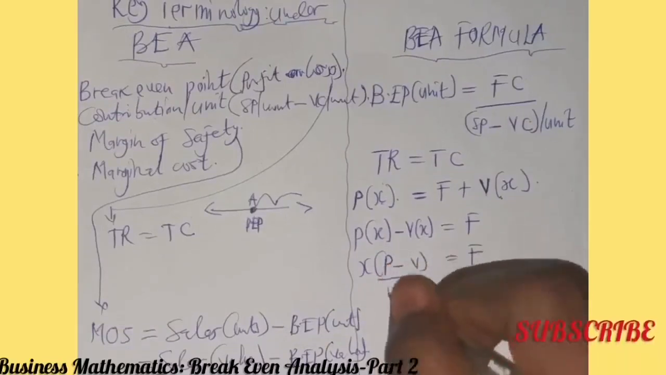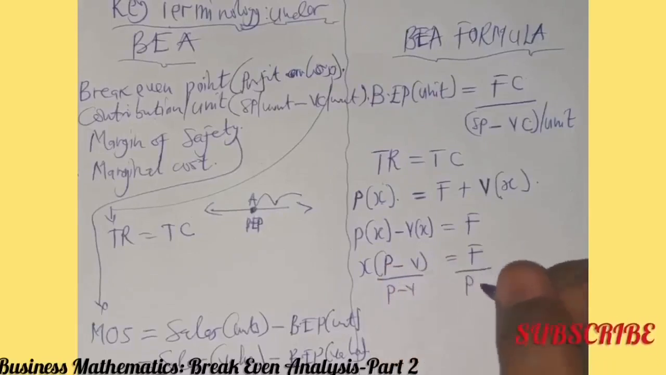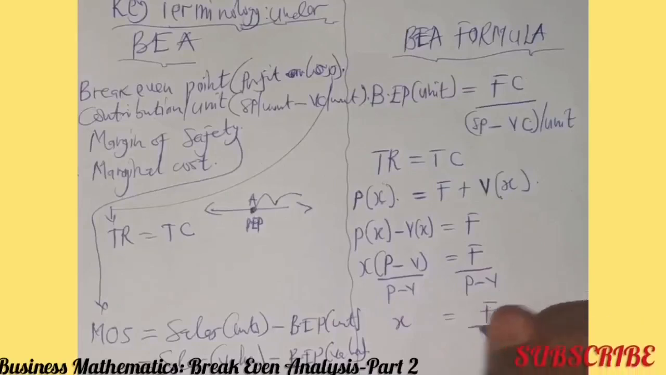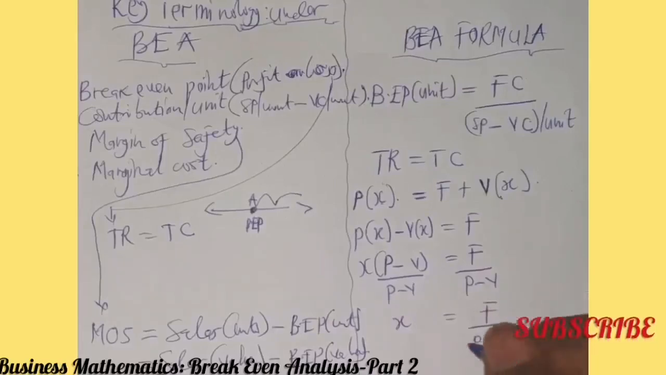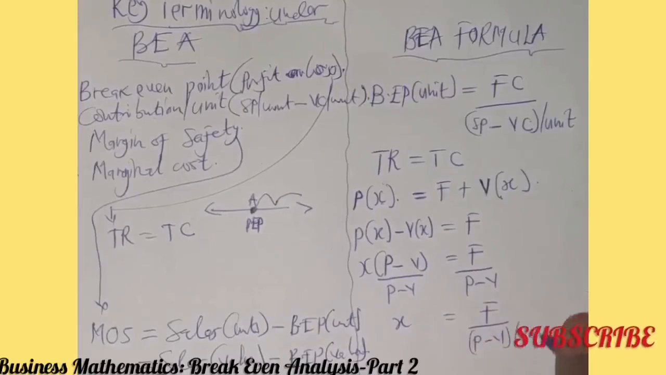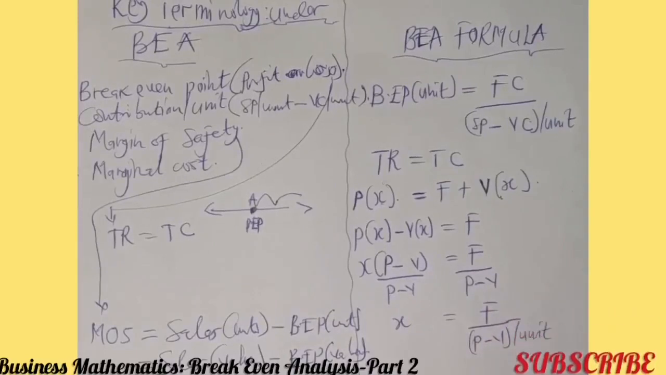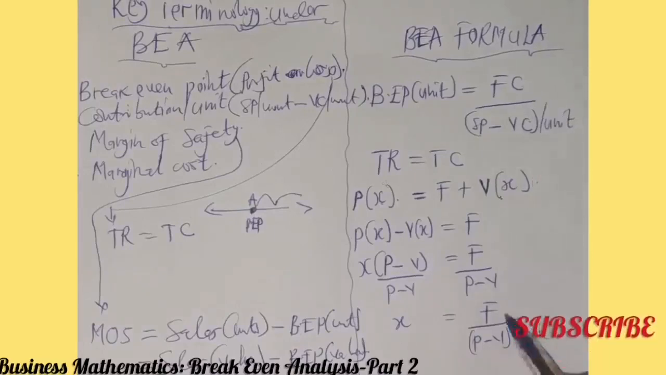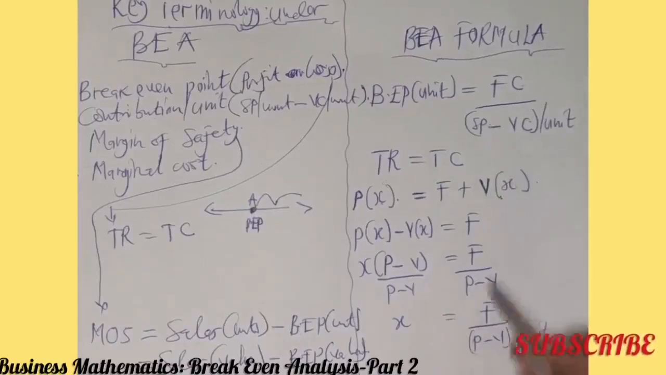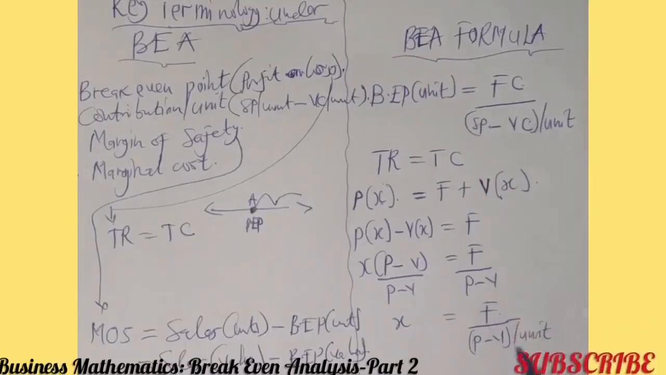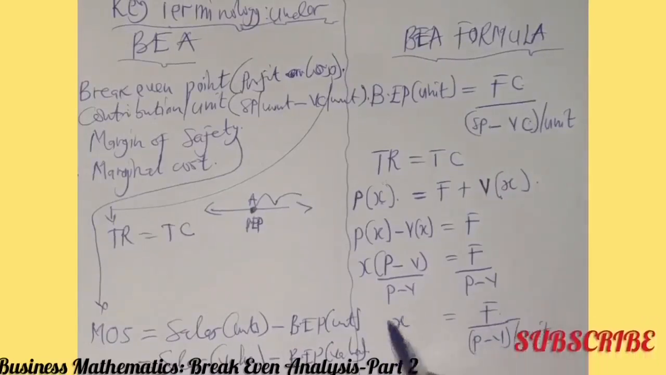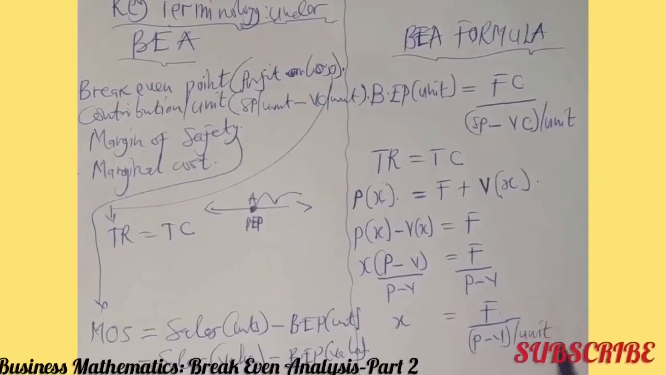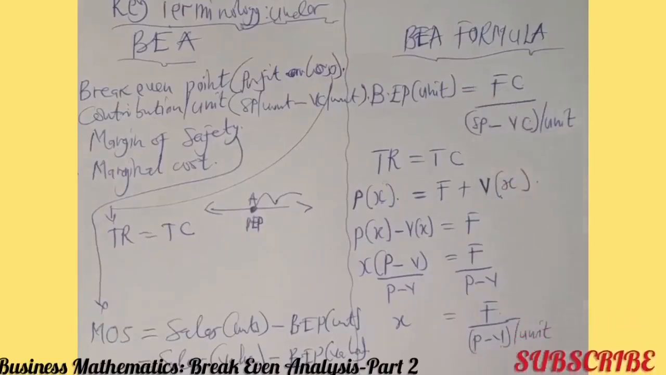So I'll divide both sides by P minus V, and therefore my X will be equal to F over P minus V. And remember, P minus V is per unit. So you clearly see that I have my fixed cost, which is F, my selling price per unit, which is P, and my variable cost per unit, which is V. And this X is my break-even point in terms of units, because that's why I use X to represent the units. And this is how we derive the break-even point in terms of units.